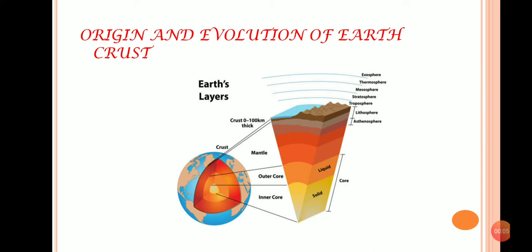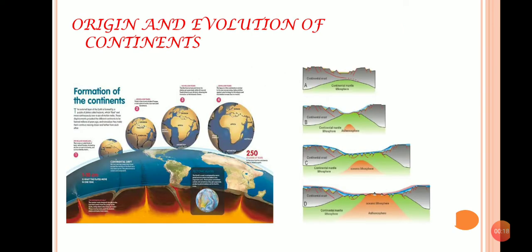Welcome all. Today let us study about the geological history of the earth. In the previous class we studied about how our planet earth is formed and how it is differentiated into layers like core, mantle and the crust. Today let us know about the origin and evolution of the earth crust. It is studied under how continents and ocean is formed.